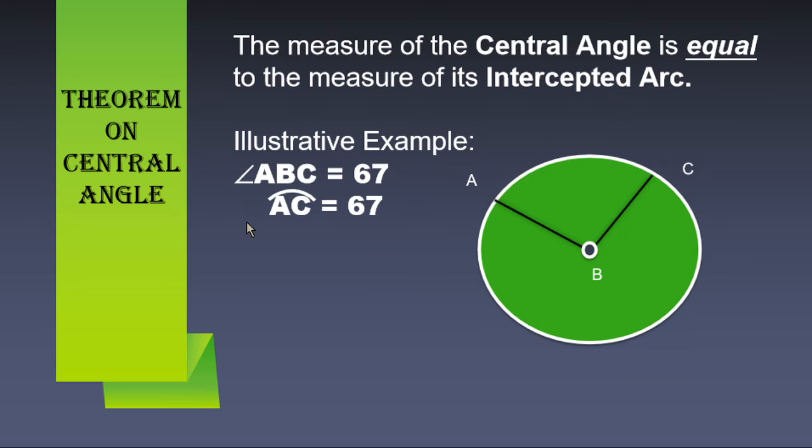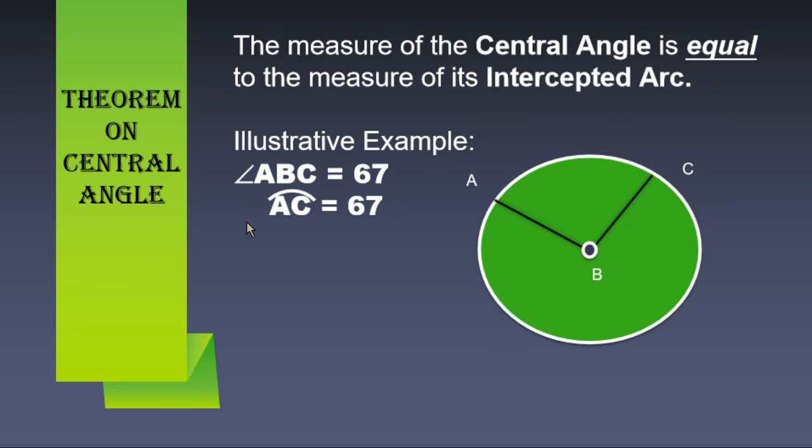Theorem on central angle. It says here that the measure of the central angle is equal to the measure of its intercepted arc. So as shown in the example, we have the figure with a central angle of angle ABC and an arc of arc AC. So if we have the value of angle ABC, which is equal to 67 degrees, we will have the measurement of its intercepted arc as 67 also.